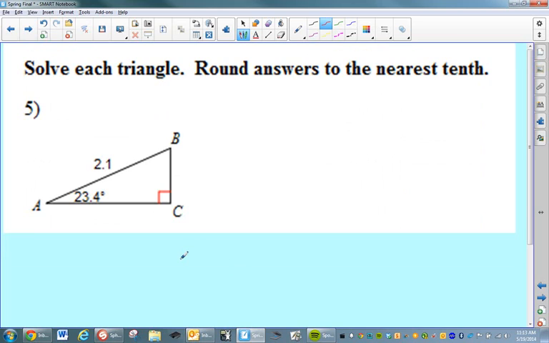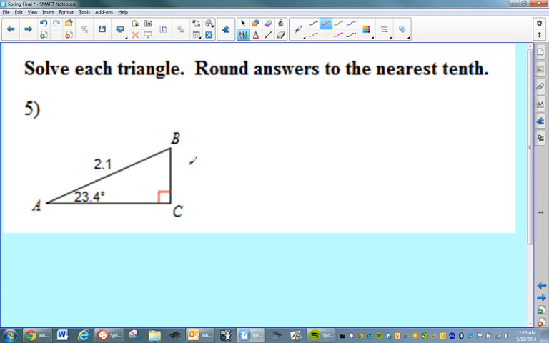Question number 5. Where would I start question number 5? What would be the first thing that you want to do with question number 5? Yeah, fill in B. Fill in B and notice it's a right triangle, right? So you could use law of sines if you wanted to. That would not be your best move, as you could just use regular trig.